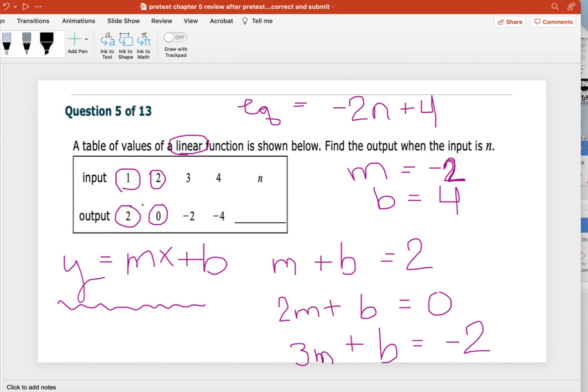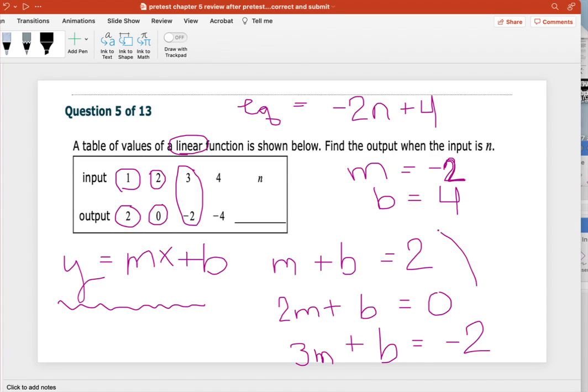Because the 1 is the x that's going in. 1 is x. Then we get m plus b is 2. M plus b equals 2. Then for the second input and output, we have 2 being the x. So 2 times m plus b is 0. Then we look at the third input and output. 3 becomes the x. 3 times m is 3m plus b is negative 2.